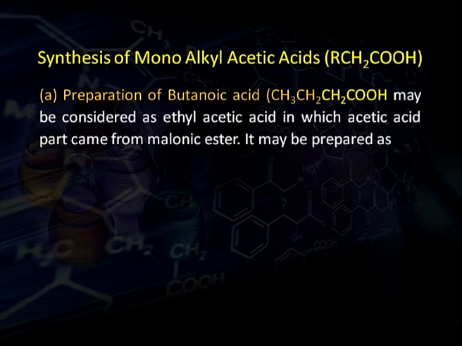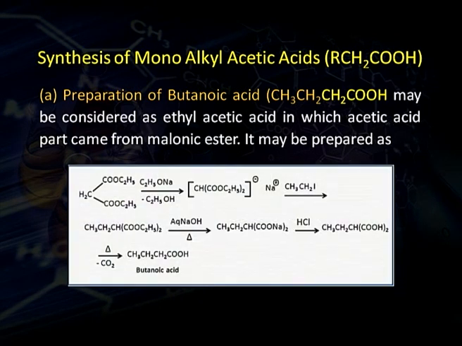By this method, we can prepare butanoic acid which may be considered as ethyl acetic acid, in which the acetic acid part came from malonic ester. It may be prepared as follows: malonic ester upon treatment with sodium ethoxide forms sodium salt of malonic ester.